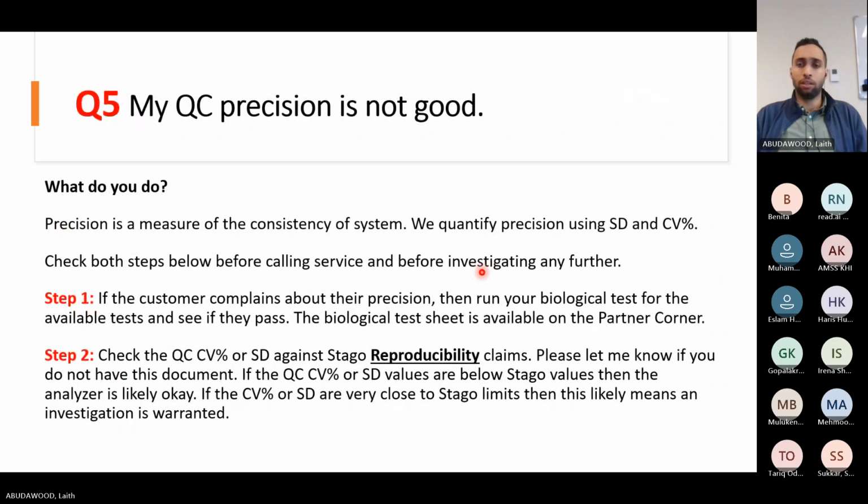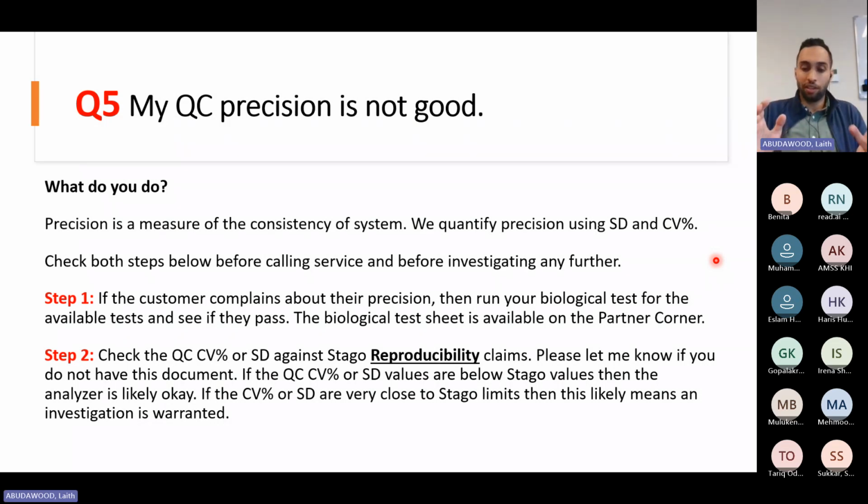Now, another complaint that is less common, but you might hear about it here and there. The customer says, my QC precision is not good. My QC is going all up and down on the Levey-Jennings graph. First of all, the QC going up and down on the graph, if you are using your lab means and lab limits, is completely normal, as long as you are not exceeding your lab limits.